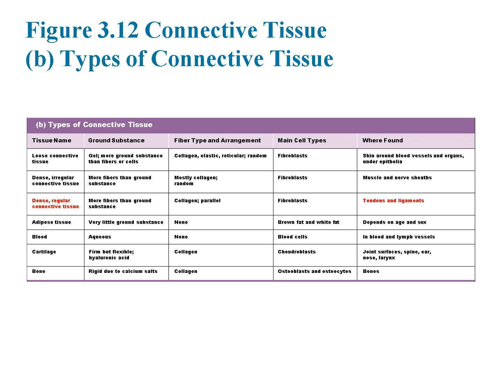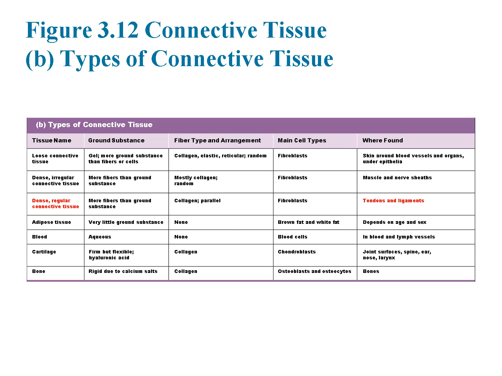The dense irregular connective tissue is tougher and has a lot of fibers, mostly collagen, that are arranged in random patterns. Fibroblasts are the key players here. It's great for strength and flexibility, which is why you'll find it in muscle and nerve sheaths.